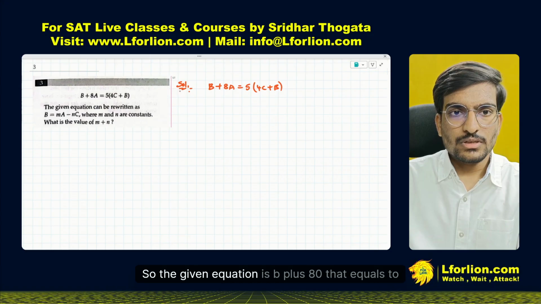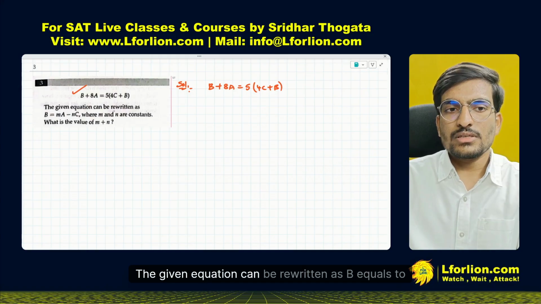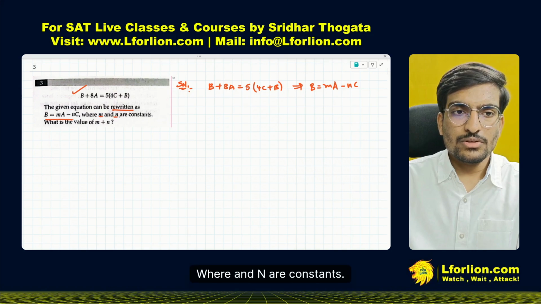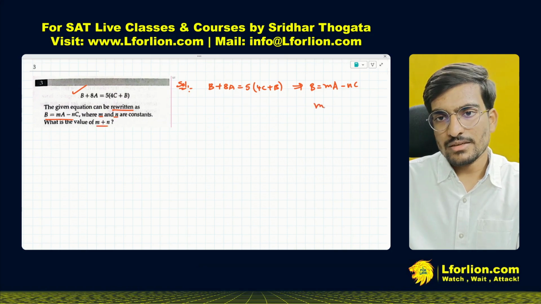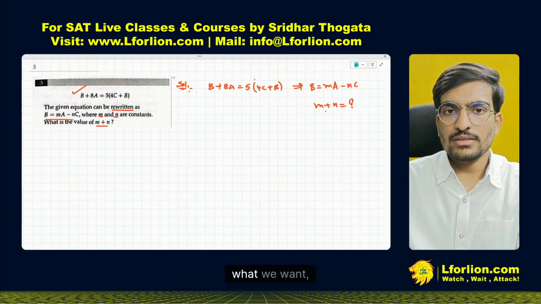So the given equation is b plus 8a equals 5 times parenthesis 4c plus b. The given equation can be rewritten as b equals ma minus nc, where m and n are constants. What is the value of m plus n? So we have to find m and n. After that we have to sum them up to get what we want, m plus n.